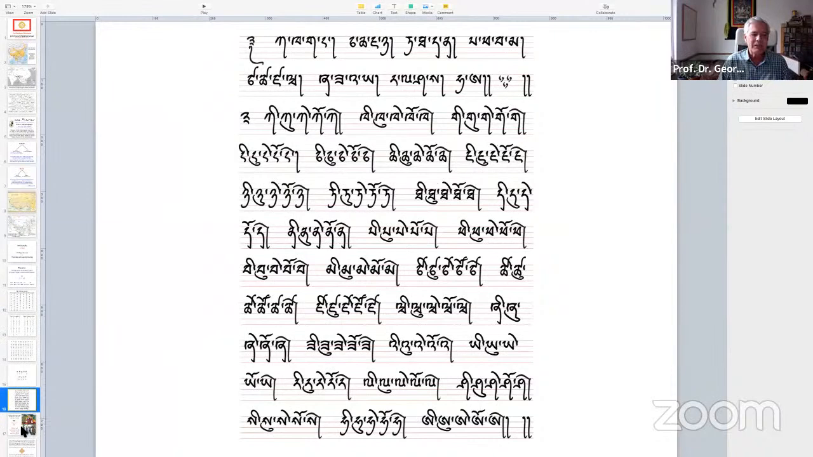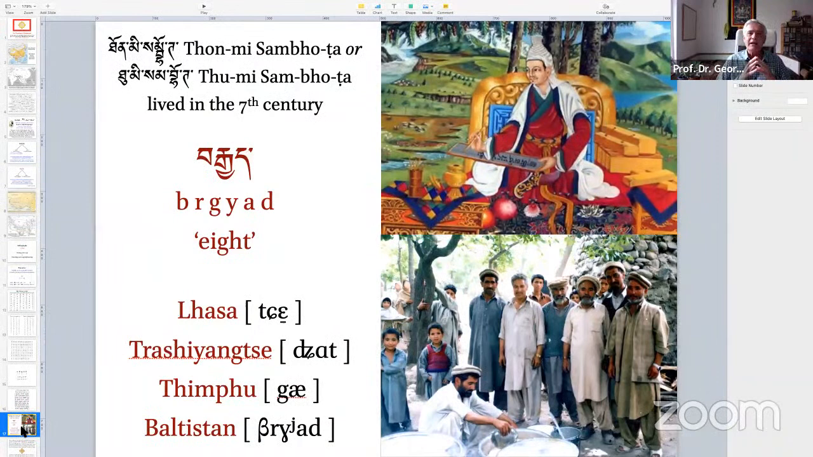But now let's look at spelling. The script was devised, or is imputed to Thonmi Sambhota, who devised this script and who lived in the 7th century. Of course, the language was spoken very differently in the 7th century.